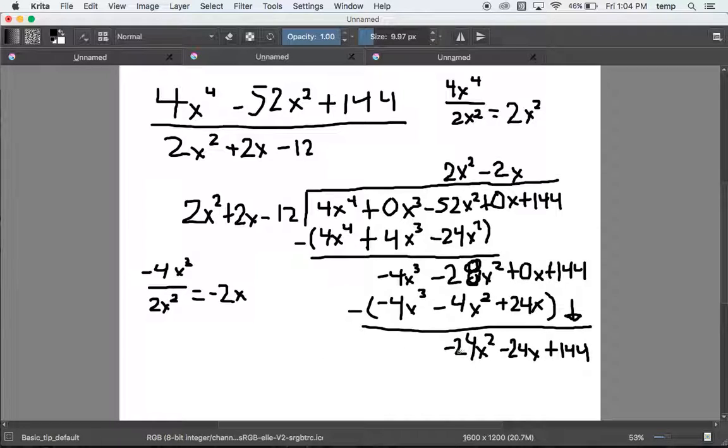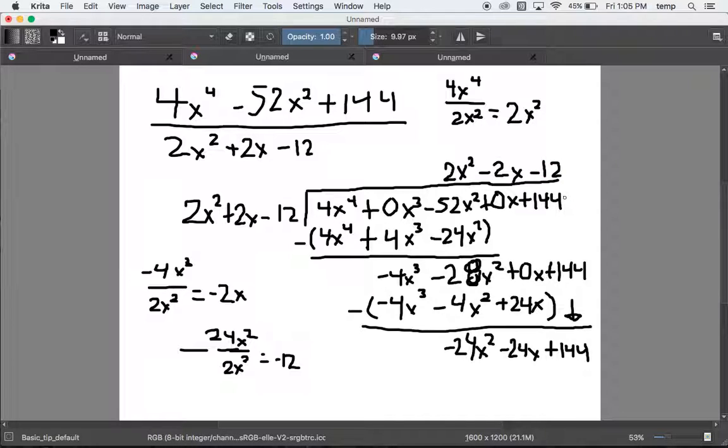We do this one last time, because x squared can still fit into x squared. If this were x squared and this was x, it would no longer fit in there, and you'd be done, and this would be a remainder, but not for this one. So we'll take our negative 24x squared divided by 2x squared. Negative 24 divided by 2 is negative 12. x squared divided by x squared is 1. So we'll just leave it as negative 12.